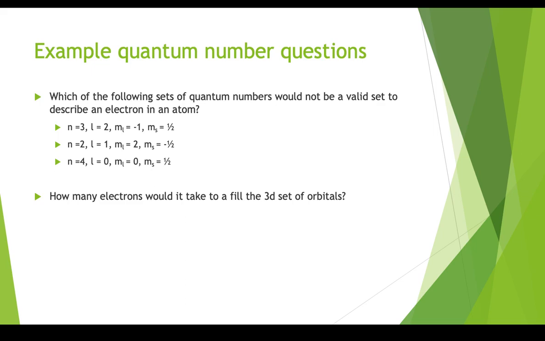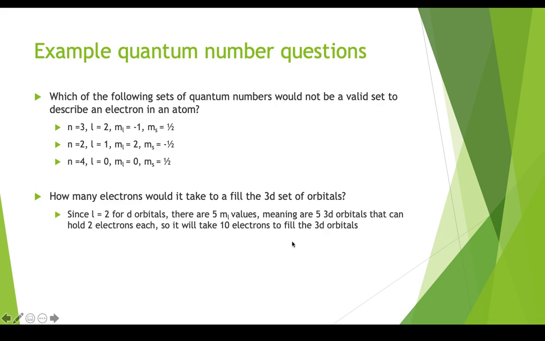Other kinds of questions we want to be able to answer. How many electrons would it take to fill the 3d set of orbitals? Well, for the set of d orbitals, L equals 2, there are 5 possible m sub L values. So that means there are 5 d orbitals. If each one can have 2 electrons, that should be a total of 10 electrons to fill our d set of orbitals. That's something we want to be cognizant of and be able to figure out: how many electrons to fill a particular set of orbitals, or maybe even an energy level of orbitals. For each set of orbitals, how many electrons does it take to fill them? Well, the blocks in the periodic table are a nice clue that you can always look at to help with that.